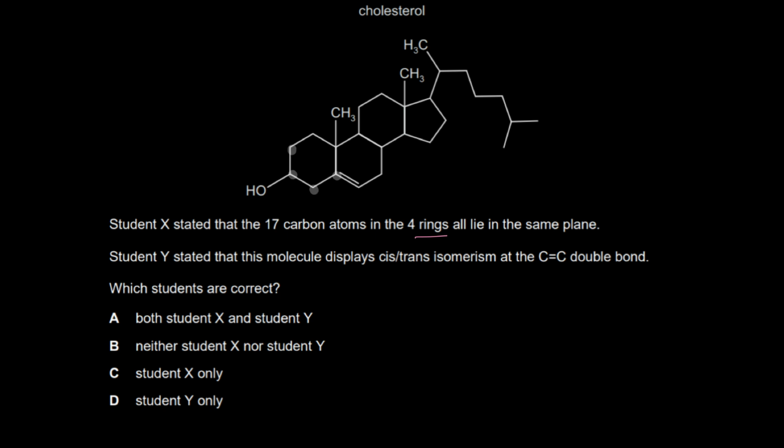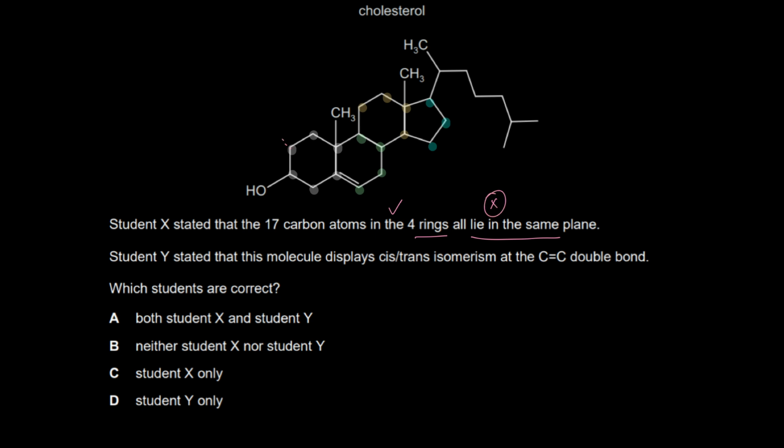1, 2, 3, 4, 5, 6, 7, 8, 9, 10, 11, 12, 13, 14, 15, 16, 17. And a lot of students would say, yes, student X is correct. But he's saying they all lie in the same plane. Do all the carbons lie in the same plane? No, they don't.